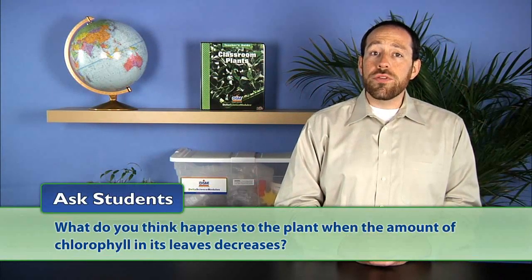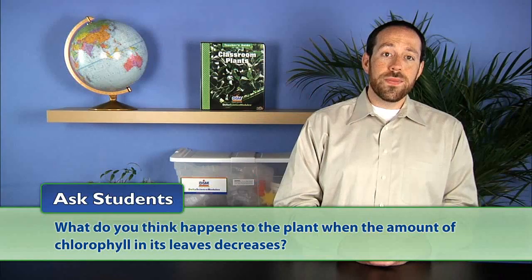Ask students, what do you think happens to the plant when the amount of chlorophyll in its leaves decreases? Guide students to understand that when this happens, the plant is unable to make as much food. Eventually, the leaves dry out and fall off. The plant itself may or may not die, depending on what kind of plant it is.